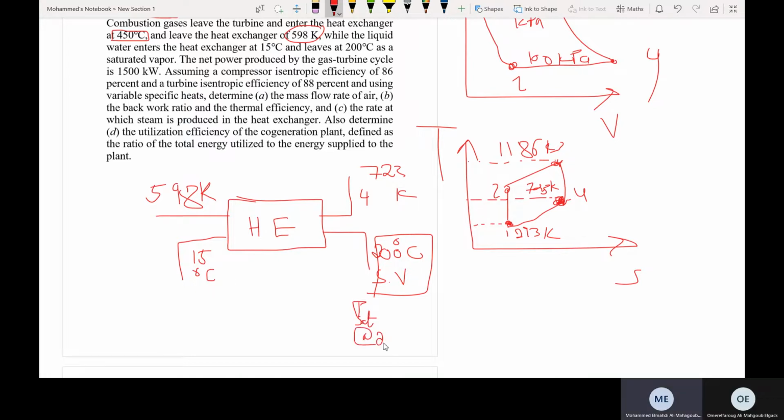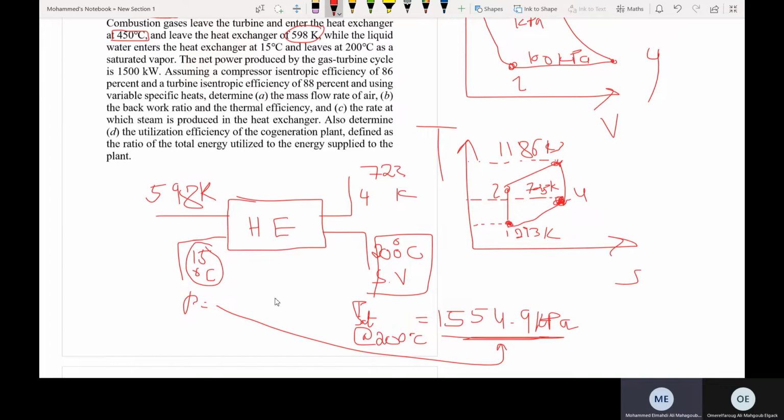at 200 degrees Celsius, which I think you are going to find as 1,554.9, I guess, kilopascals, which is going to be the same pressure here. Okay, so P at this point is going to be the same as here. Go look in the water tables, A5, and you will find that the saturated pressure at 0.5 is much lower than the 1,500.